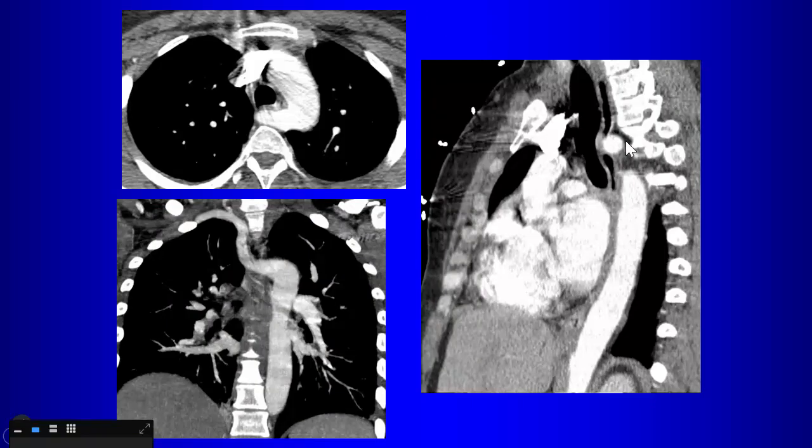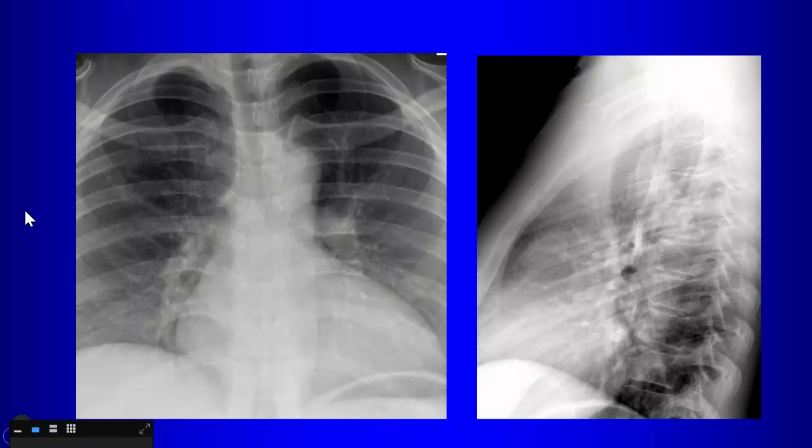So here it is on your sagittal view. There's the aberrant subclavian artery. And the plain film, the frontal looks normal, but on the lateral you notice that forward bowing of the trachea. That's the hallmark on the plain film of an aberrant subclavian artery.